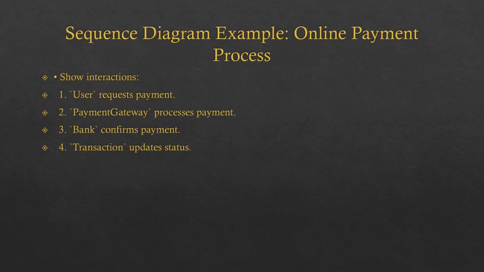In this sequence diagram example, we see how the user, payment gateway, bank, and transaction interact during a payment process. First, the user initiates a payment, which is processed by the payment gateway. The bank confirms the transaction, and the transaction object updates the order status. Each step is shown in sequence, allowing us to visualize the entire flow of operations.